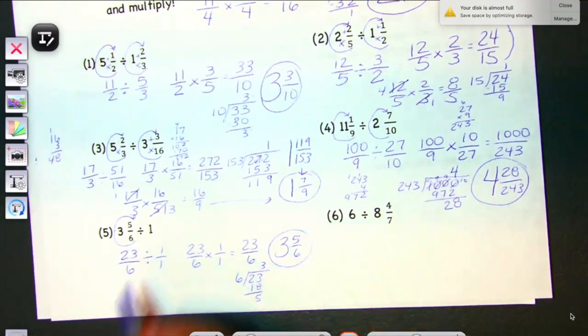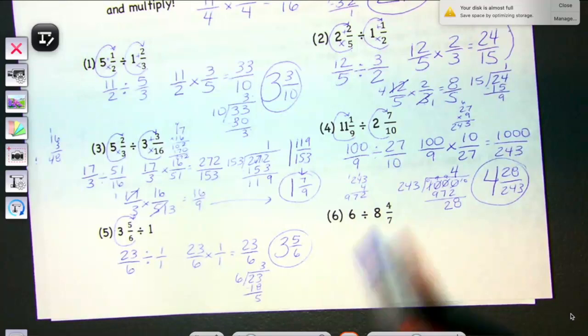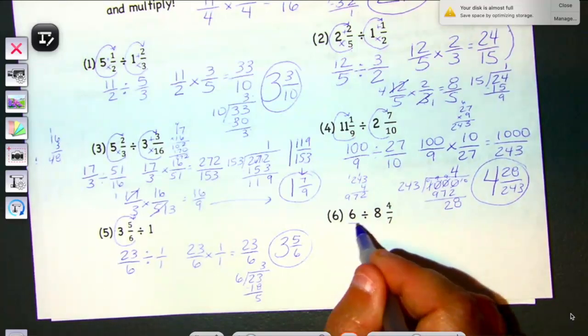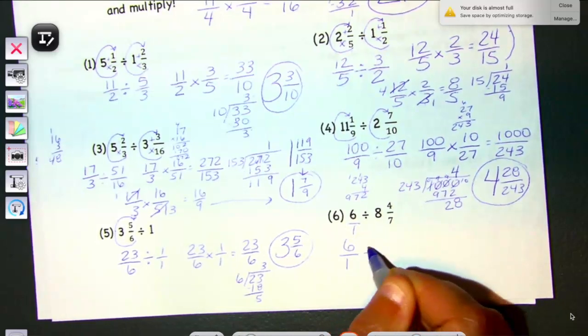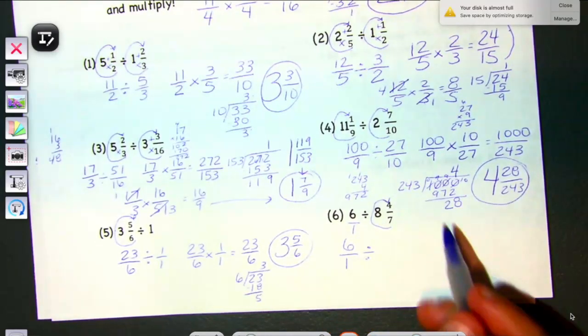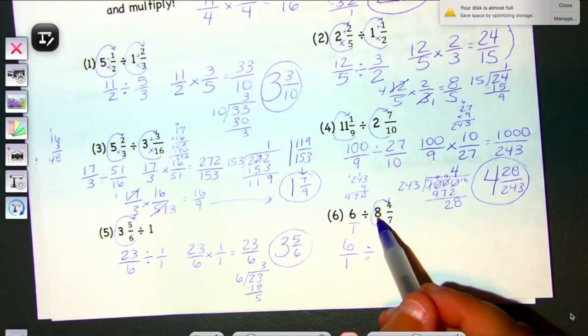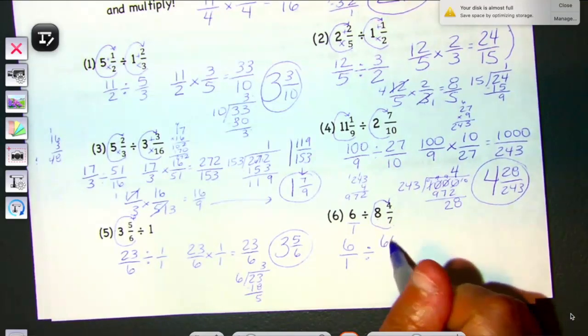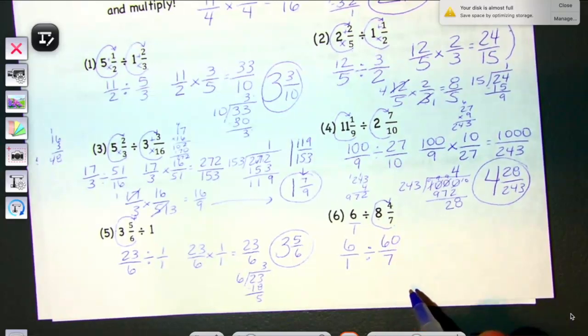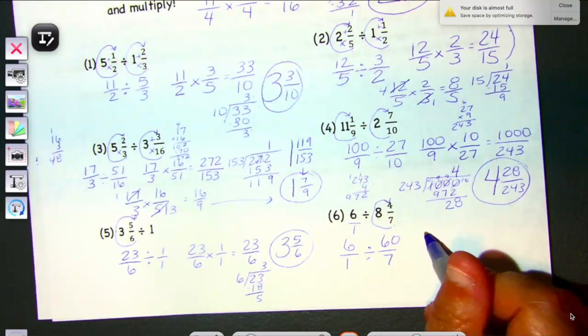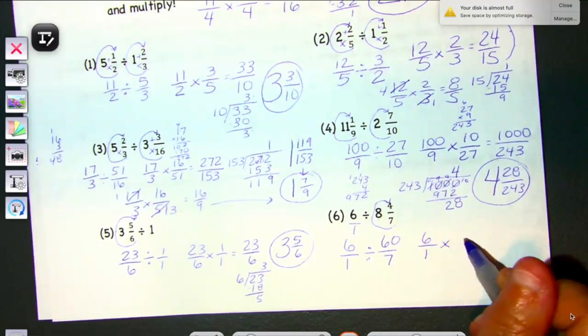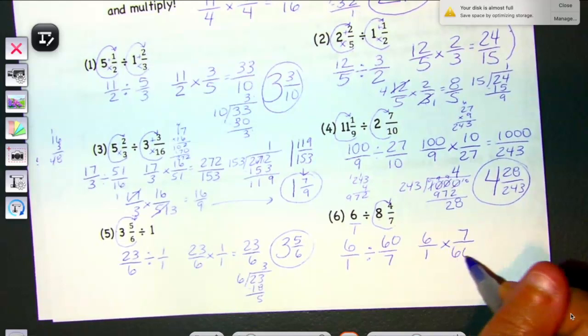So we're going to get what we started with, which makes sense because when you divide anything by 1, you get that number again. So like 10 divided by 1 is 10. 5 divided by 1 is 5. So 3 and 5/6 divided by 1 should give me 3 and 5/6. So it makes sense. All right, this one we've got 6, which is the same thing as 6 over 1. So we're going to do 6 over 1 divided by, now let's change this one. 7 times 8 is 56. 56 plus 4 is 60. So 60 over 7. So now we've got to keep, change, flip. So keep our first one the same. Change our sign to multiply. Flip the second one. We get 7 over 60.